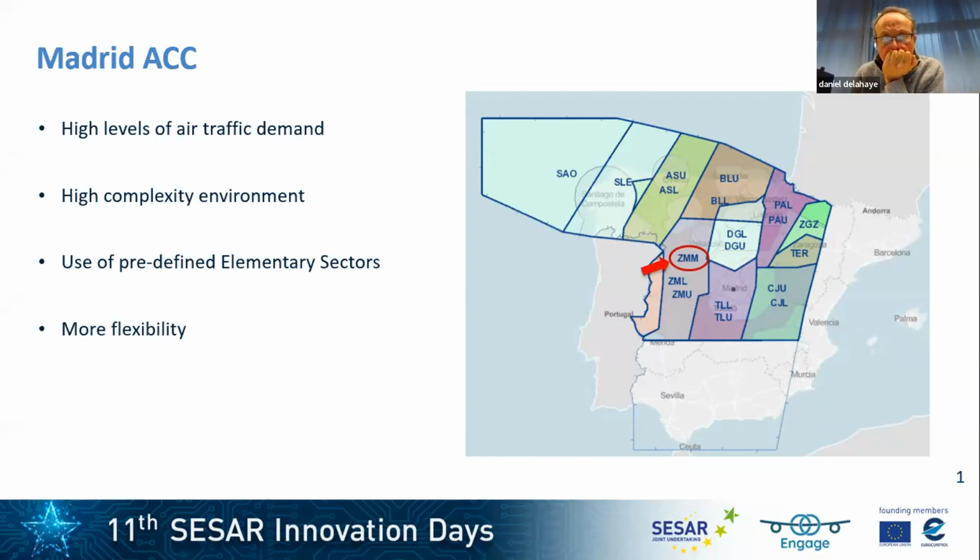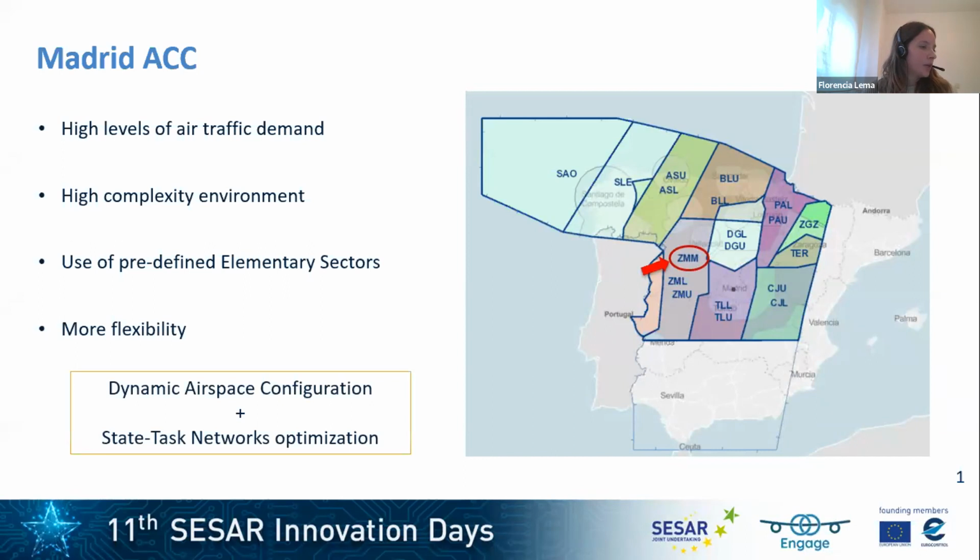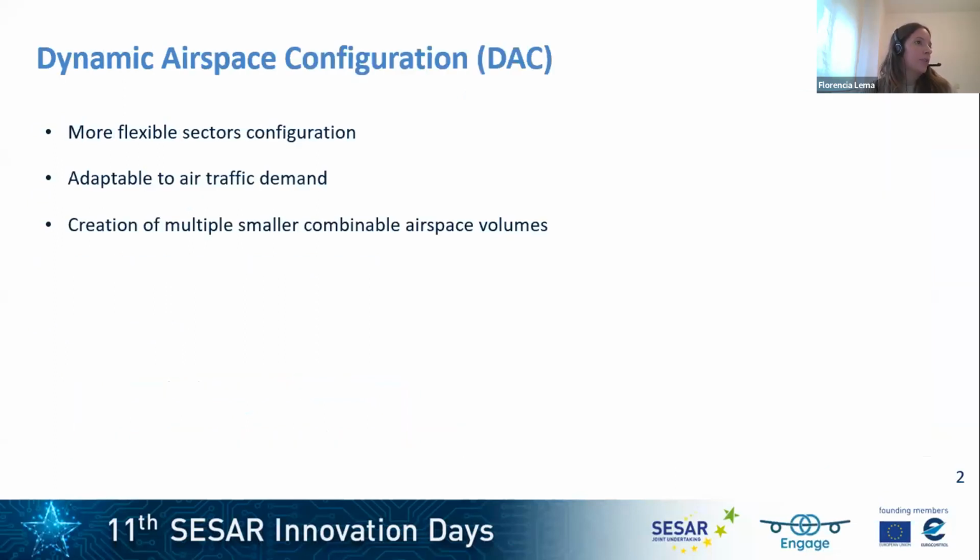Our goal is to increase the flexibility of the configuration of this airspace. And for that purpose, we proposed to implement dynamic airspace configuration in Madrid ACC and combine it with state task networks optimization. Dynamic airspace configuration is a concept that enables a more flexible sectors configuration capable of adapting to air traffic demand. It considers the creation of multiple smaller airspace volumes that can be combined with each other in order to create these sectors configurations.